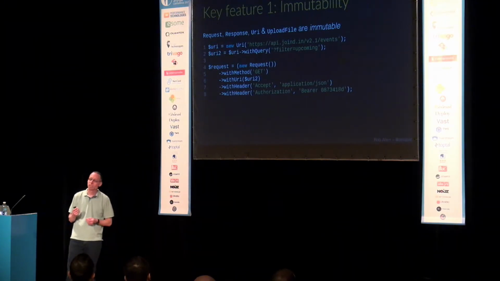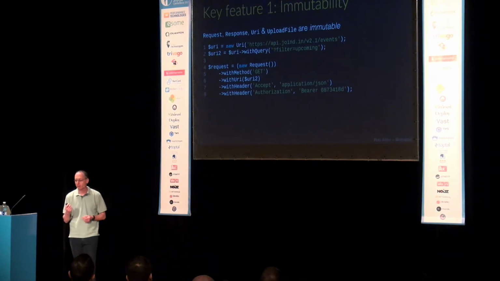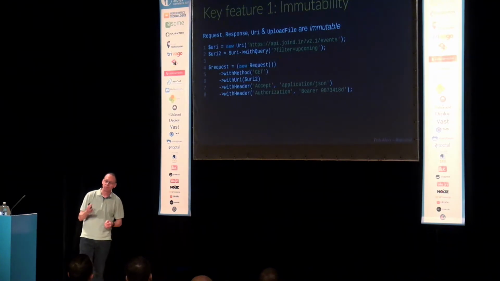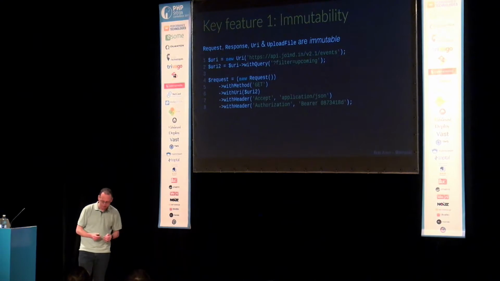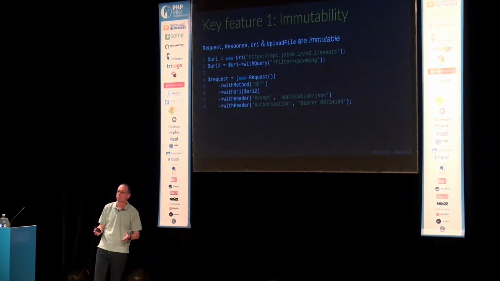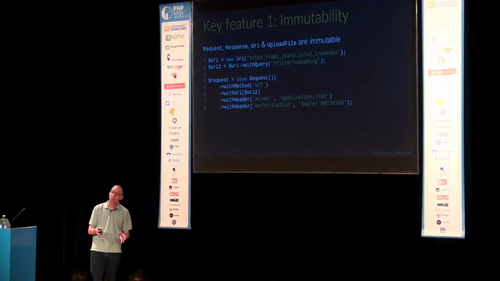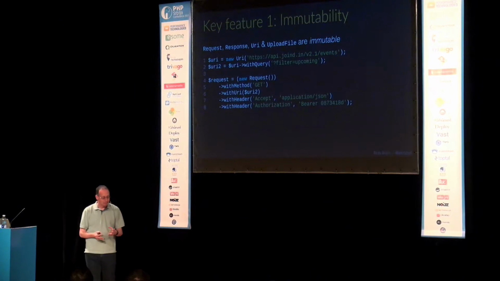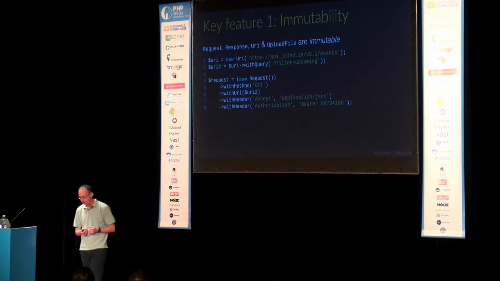Immutable means you cannot change it once it has been created. The request, the response, the URI, the uploaded file are immutable. So once the request has been created, it cannot be changed. This is an extremely helpful property for testing, for instance. Once you have an object that you know can't change, it's quite easy to test it, it's quite easy to reason about. It's quite easy to make it work reliably well. That's why we like immutable objects.